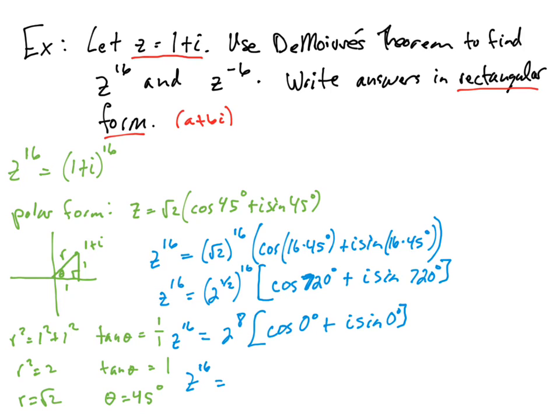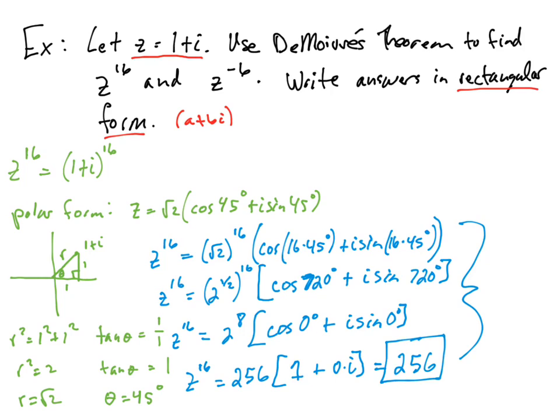Simplifying further, 2 to the 8th is 256. Cosine at 0 is 1, plus sine at 0 is 0, so we get 0 times i, which is just 0. So 256 times 1 is 256, and 256 times 0i is just 0. This is what we end up with: 256. This process is much easier than writing out 1 plus i 16 times and multiplying.